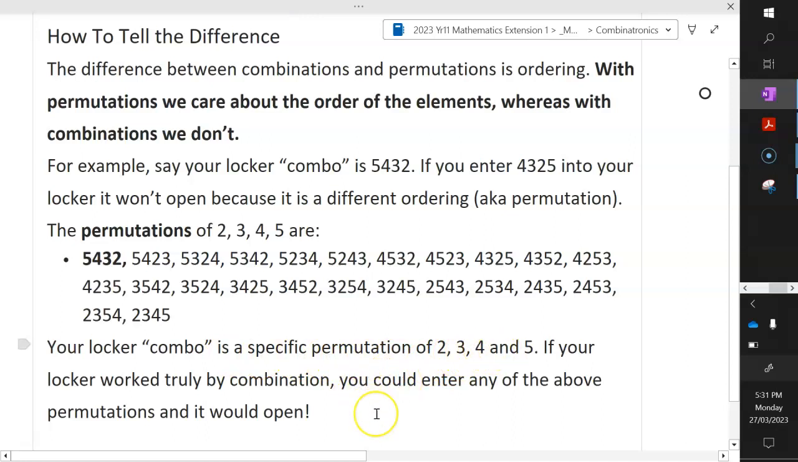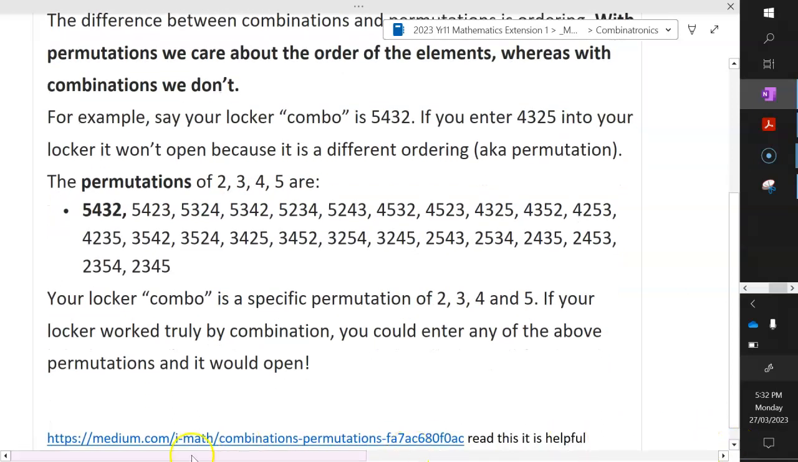So if your locker worked truly by combination, you should be able to enter any of those digits above and have it open for you. So let's say it again. 2, 3, 4, and 5 below are listed all the different permutations of that number, but for a combination of 2, 3, 4, and 5, we don't care about the order. We just care that somewhere in that group of 4 numbers there's a 2, and there's a 3, and there's a 4, and there's a 5. And that's what's really important for us to remember. One has an order that's important and one doesn't.